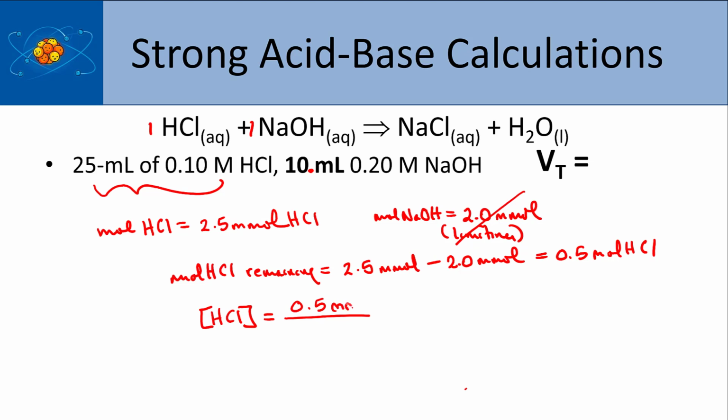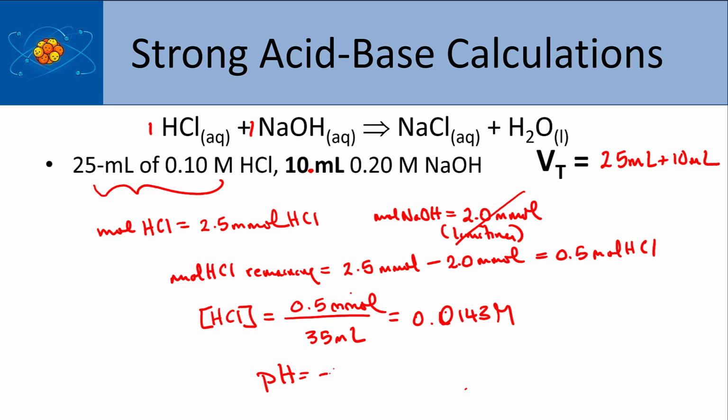Now, 0.5 millimoles, right? And my total volume, I should have done this earlier, I almost always do, it's 25 milliliters plus 10 milliliters. So that's my 35 milliliters of HCl, and that should come out to be 0.0143 molar. And so pH is equal to negative log of 0.0143 molar. That's 1.85 pH. Okay.